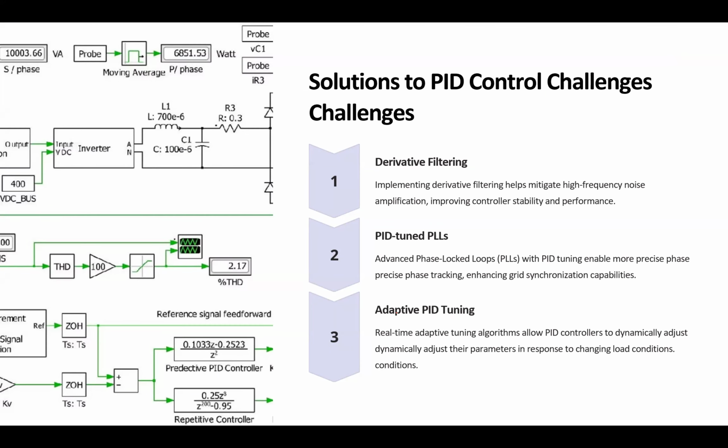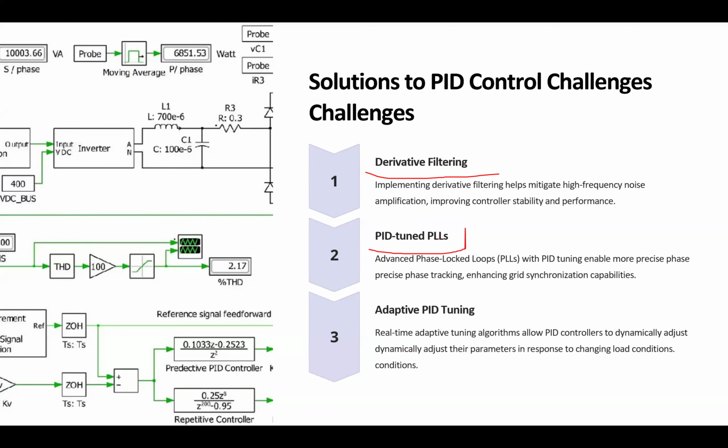Okay, I already put some solutions for those challenges. We could have derivative filtering. Derivative filtering is that velocity form that I told you. Instead of the value itself, you check the velocity of that value, which basically means you take a derivative of that value, from the value itself and the velocity of the change.